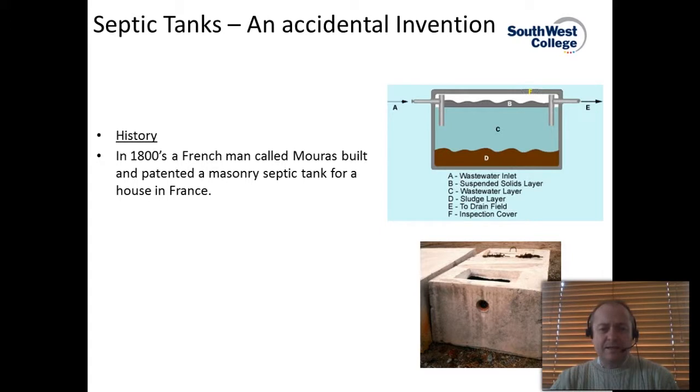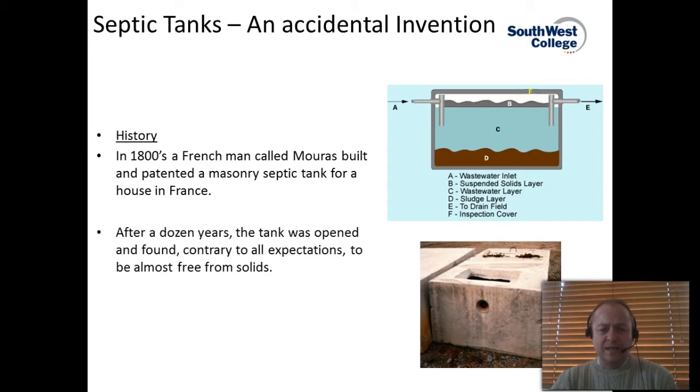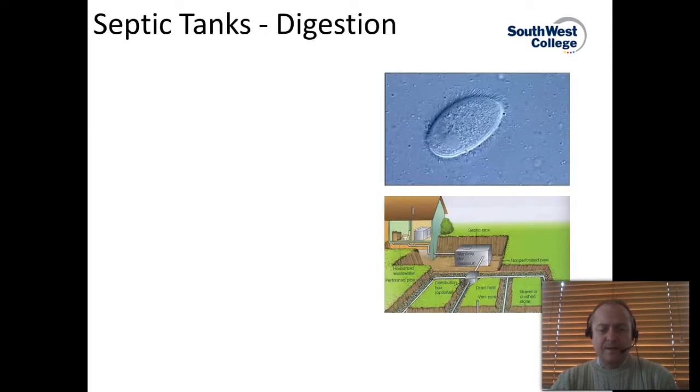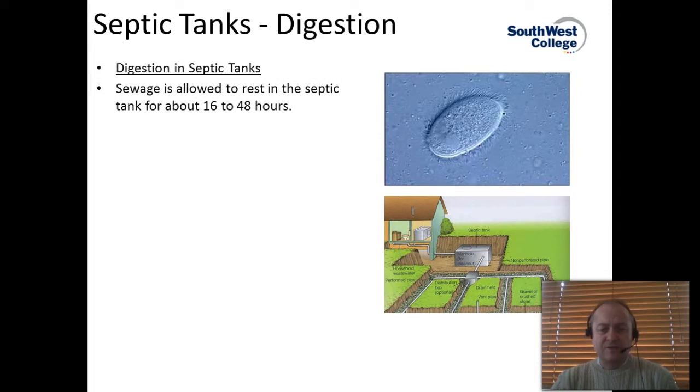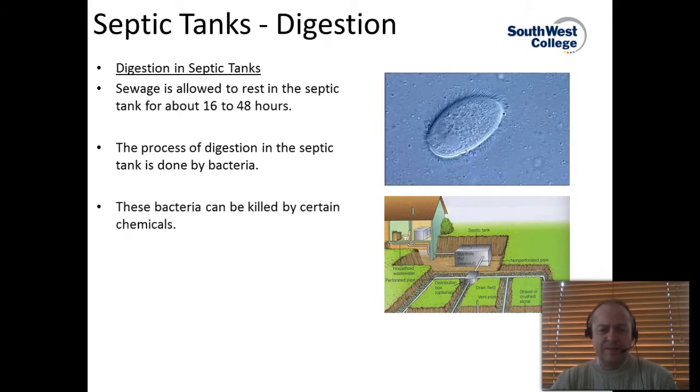So the septic tank was, let's say, discovered in the 1800s by a Frenchman called Moras, and he built and patented a masonry septic tank for his home in France. After about a dozen years, when the tank was opened, it was found, contrary to all expectations, to be almost free from solids. Basically that was the invention or the discovery of the first septic tank. In a septic tank, the sewage is allowed to rest for about 16 to 48 hours, and basically it's digested. The process of digestion in the septic tank is done by bacteria, so an anaerobic type of digestion.